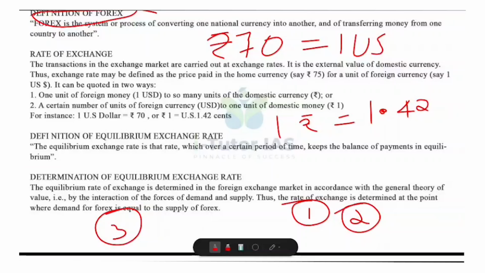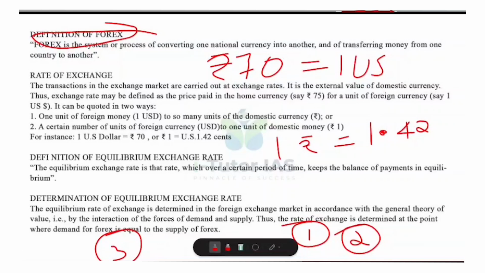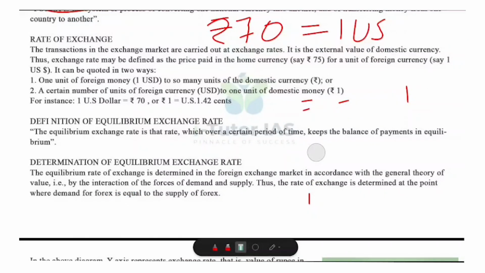So the simple way to remember is that direct quote means domestic per foreign. That is how much of our money for 1 unit of theirs. Indirect quote means foreign per domestic. That means how much of their money for 1 unit of ours. So that is about direct quote and indirect quote. Now we are going to learn about equilibrium exchange rate. Okay, equilibrium exchange rate.